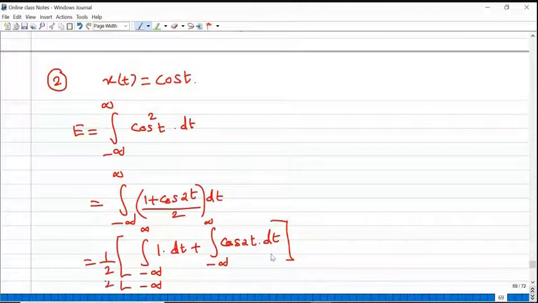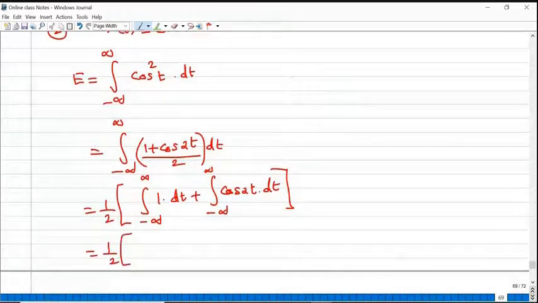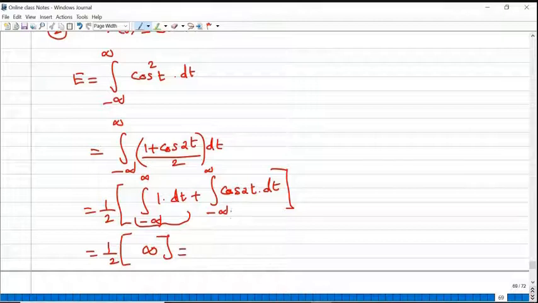In this kind of problem, first check the first term, 1 by 2 times the integration of dt from minus infinity to infinity. You'll get t, then substitute the limits, lower limit minus infinity, upper limit infinity, and definitely you will get infinity. For the first term, the result would be infinity. So infinity plus anything is infinity. No need to solve the second step. I can put energy equal to infinity.